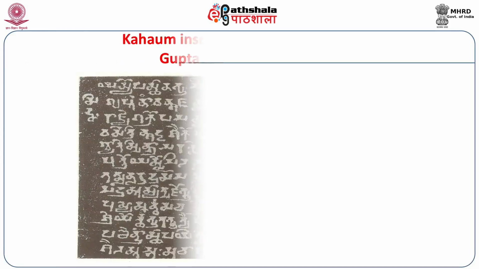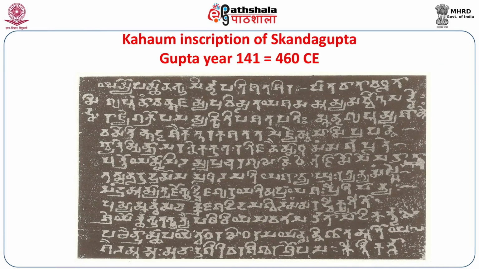We see the final manifestation of the late Brahmi script in some major Middle Ganga Valley Gupta inscriptions like the Allahabad pillar inscription, or as in this slide, the Kahaum inscription of the time of Skandagupta, dated in the middle of the 5th century CE. Here you can see all the characteristic features of late Brahmi appearing on stone.